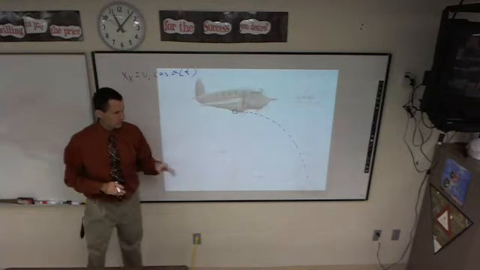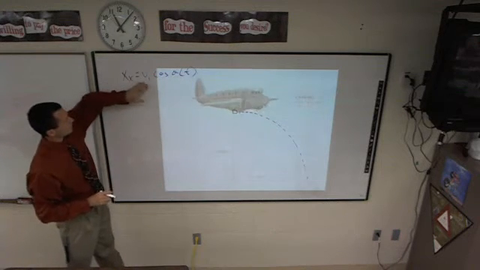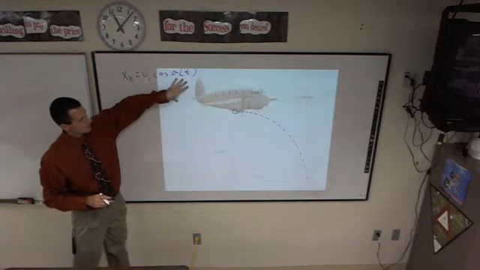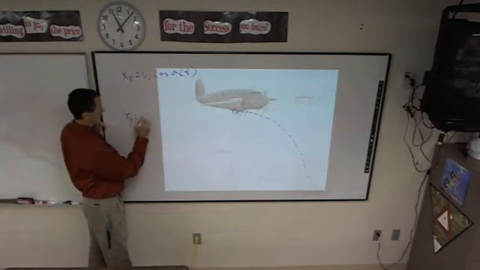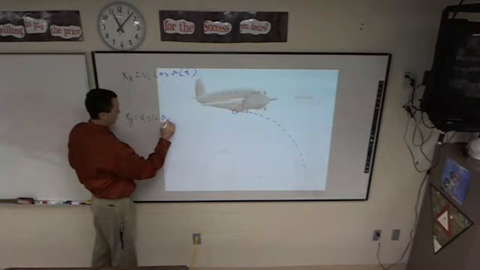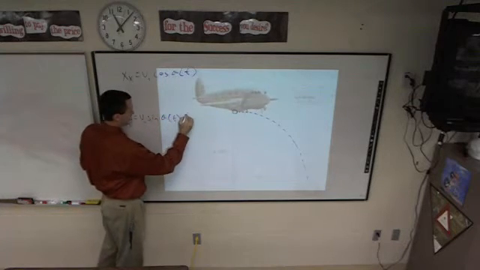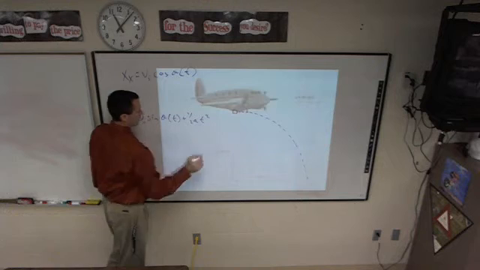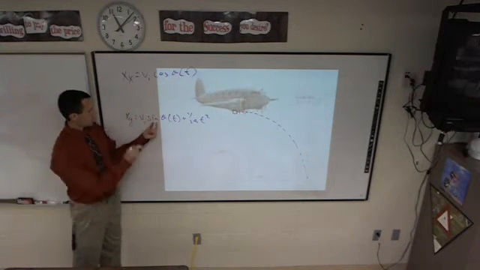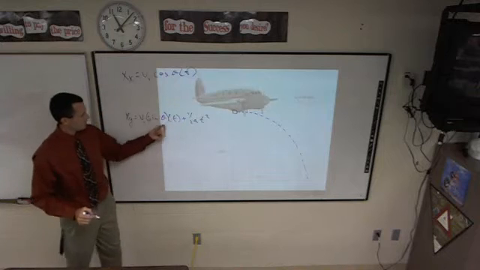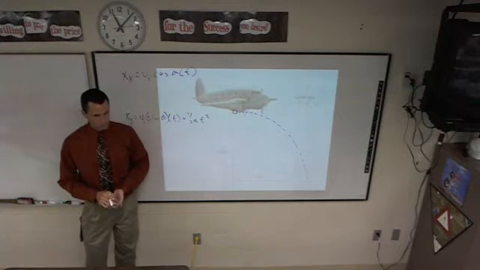We have x of x, that's what we're trying to solve for, equals vi times the cosine of the angle times time. And then we also need to use this one, which is x of y equals vi times the sine of the angle times time plus 1/2 at squared.